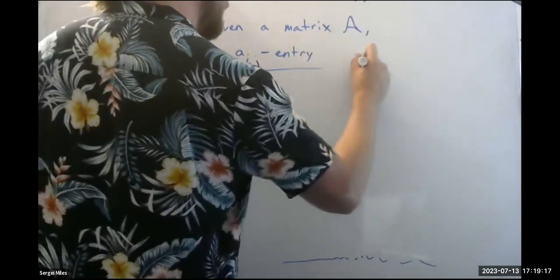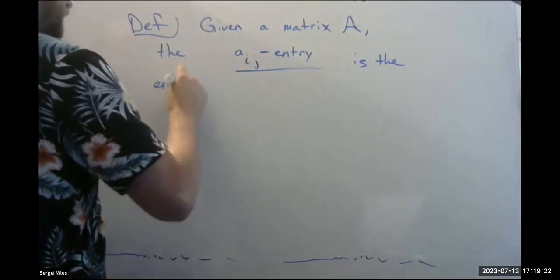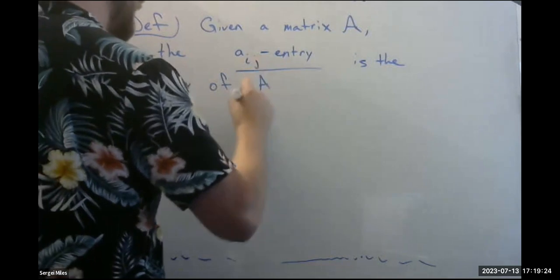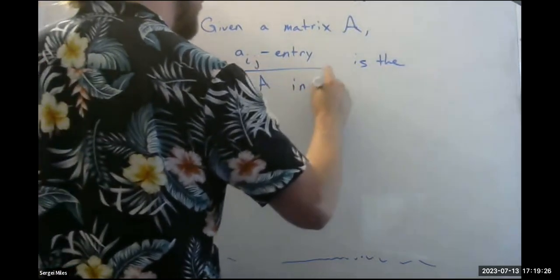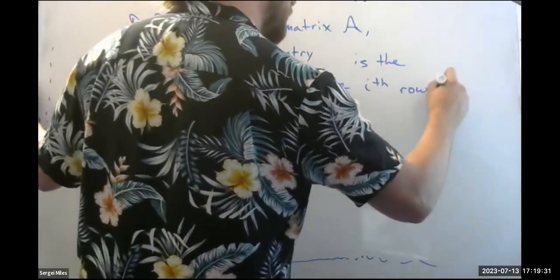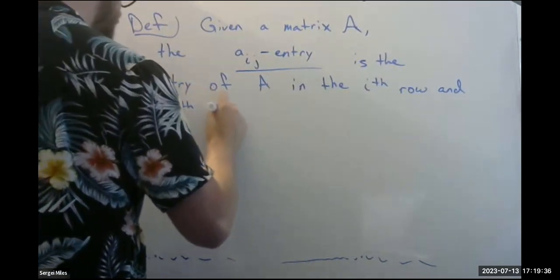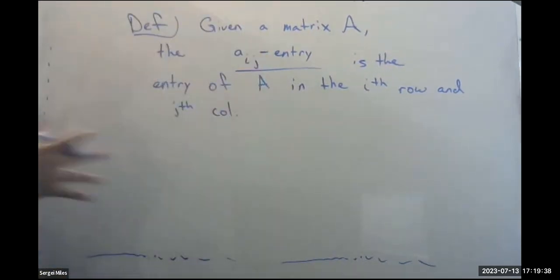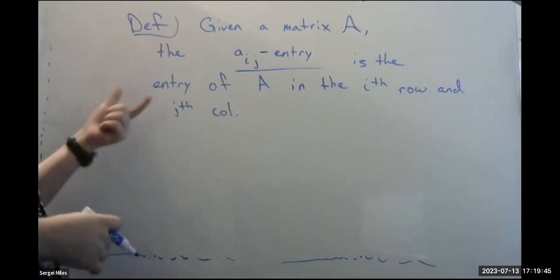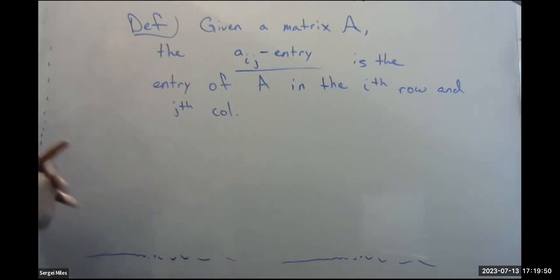is the entry of the matrix A in the ith row and jth column. This notation is going to be more important later in chapter 2. Not super necessary for today's stuff, but I want to introduce it here so we can get used to it because we are going to need it in the rest of chapter 2.